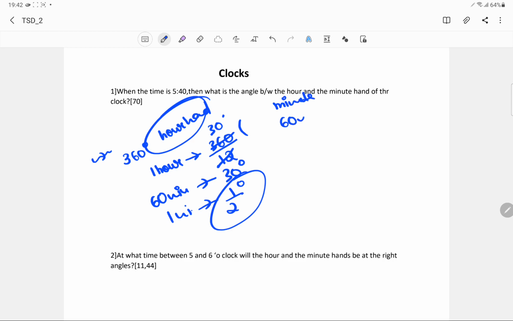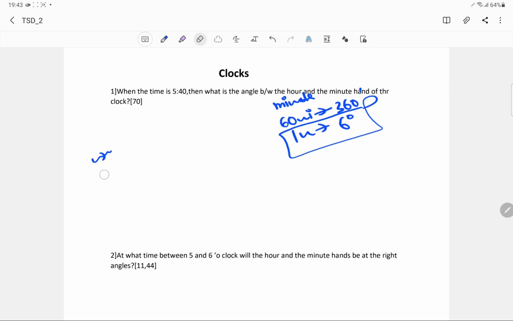So in 60 minutes it is traveling the entire 360 degrees. So in 1 minute it will obviously travel 6 degrees. So in 2 minutes it will travel 12 degrees. Okay, that is what we need to focus on. Okay, now let's try and look at this time.